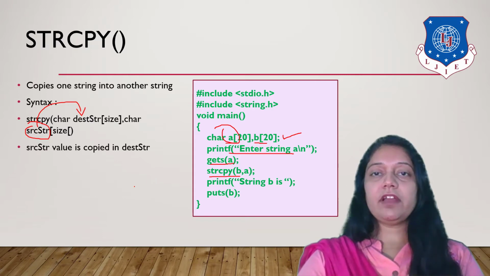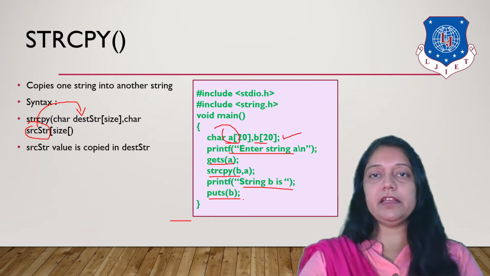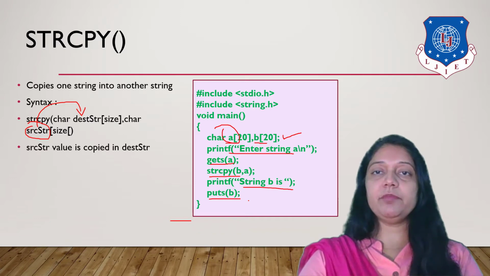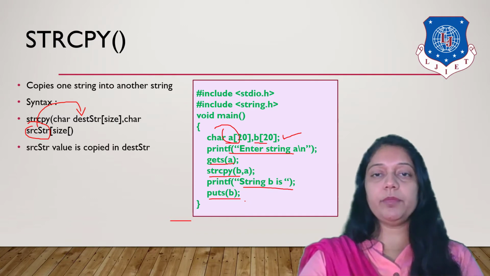Now we want to verify whether I've got the value of A inside B or not. So for that I'll display the value of B this time. For displaying the value of B, printf string B and then use the puts method, puts in bracket B. So whatever value I have in B will be displayed. Which value do I have in B? The value of A. So A and B will have the same value because of the string copy function.